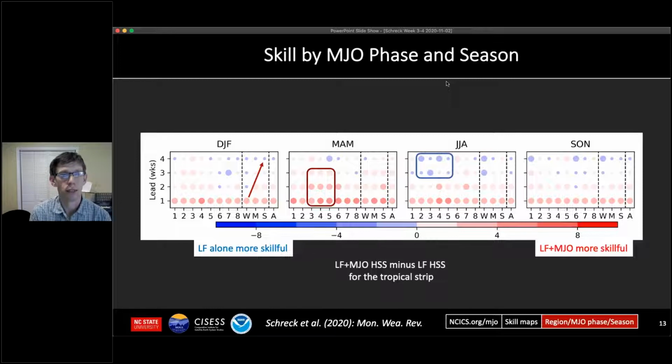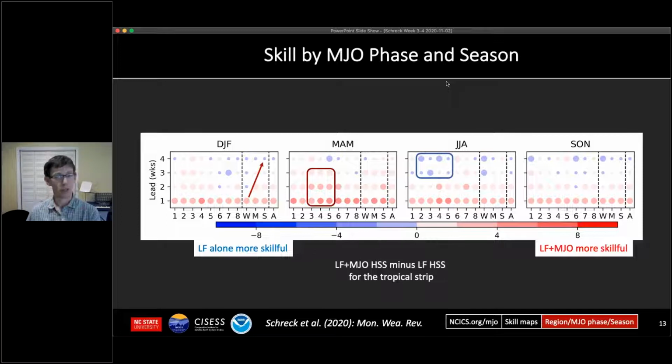So not too surprising, this one is for the entire tropical strip, 20 south to 20 north. As your MJO gets stronger, you tend to have more skill. The MJO tends to contribute more skill above what the low frequency would be doing. So the red dots are areas where adding the MJO to the low frequency is helping your forecast. Blue dots are where it's actually hurting your forecast, where you'd be better off just using the low frequency. And large dots are statistically significant differences. And so again, as the MJO increases, you tend to get skill farther out in time.